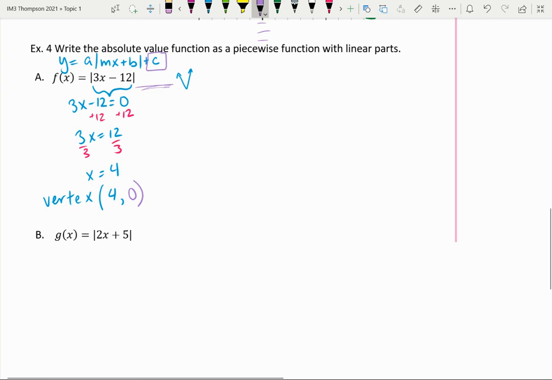If wrapping your head around that is just too much, then know that anytime I have an x value, I can just plug that x value in to find y. So I could also do it this way, right? Where this is the absolute value of 12 minus 12, which is just 0. So either way.